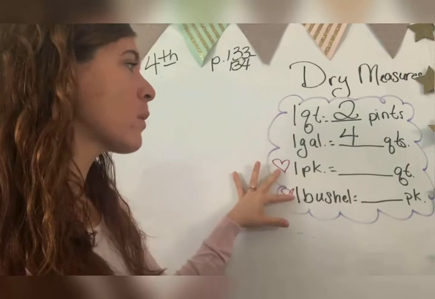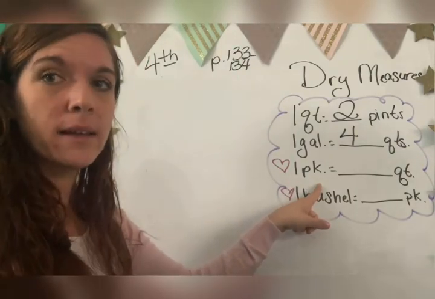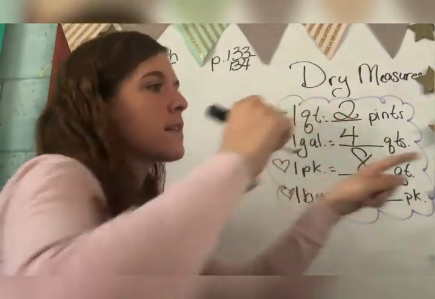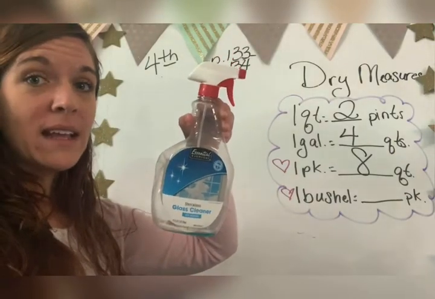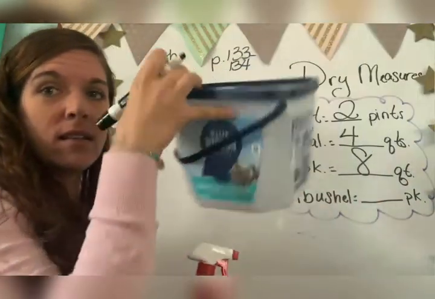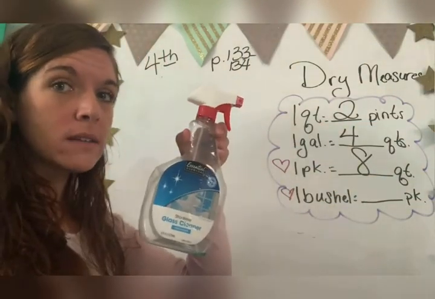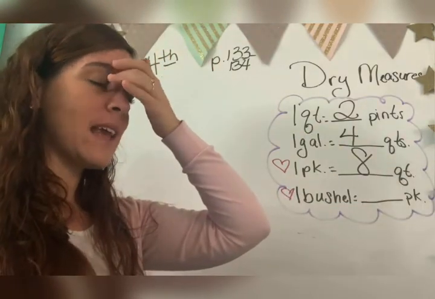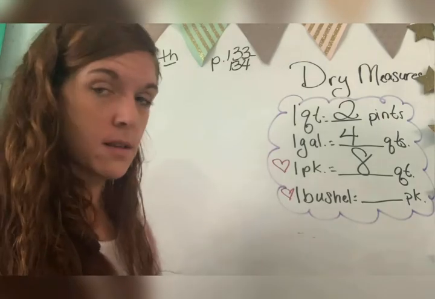Now, these two are the ones that we're learning today. Now, there's a thing called a peck. Everyone say that, peck. Peck has 8 quarts. So it has 8 of these. So it's pretty big, right? It's even bigger than these. It's like 2 of these, okay? So 8 quarts in 1 peck. Say that with me. 1 peck equals 8 quarts. 1 peck equals 8 quarts, okay?